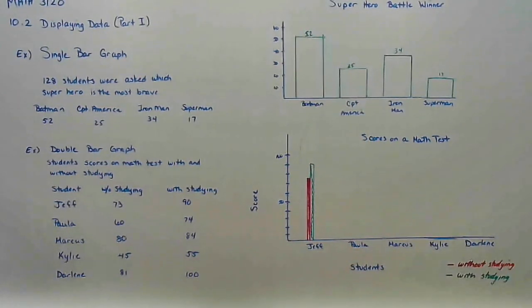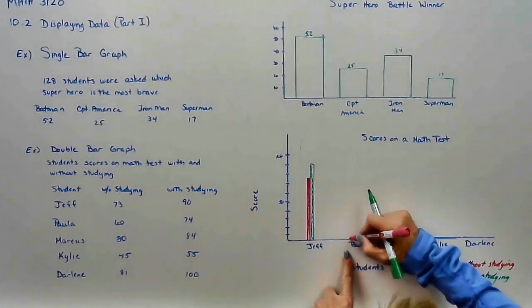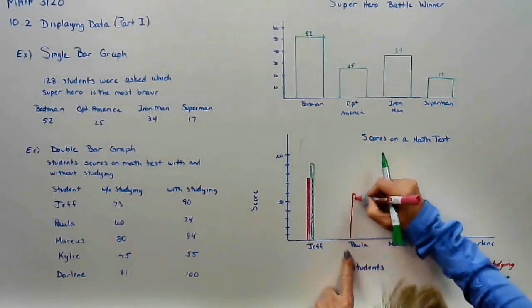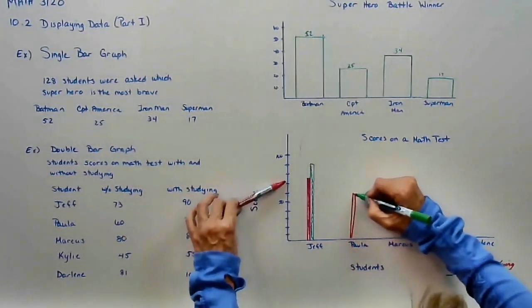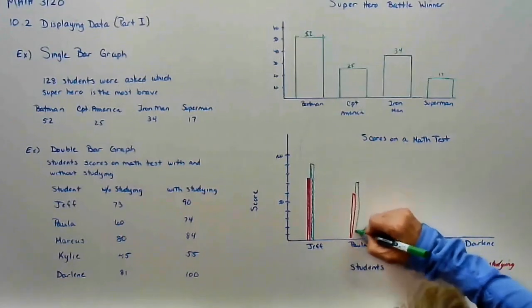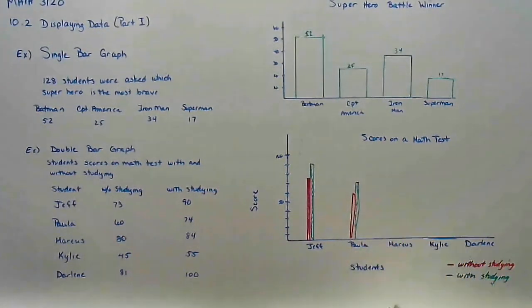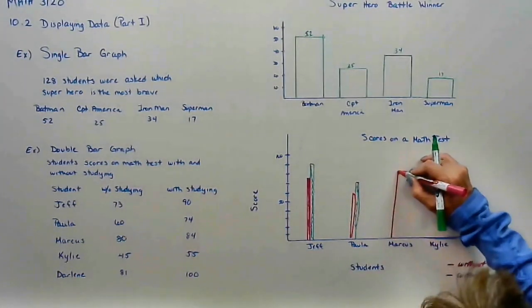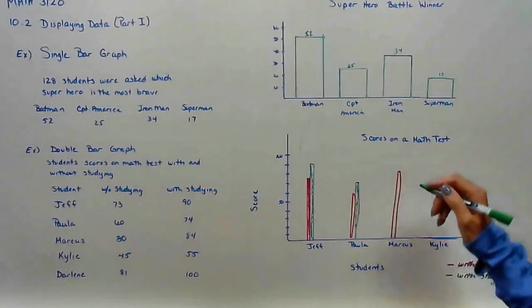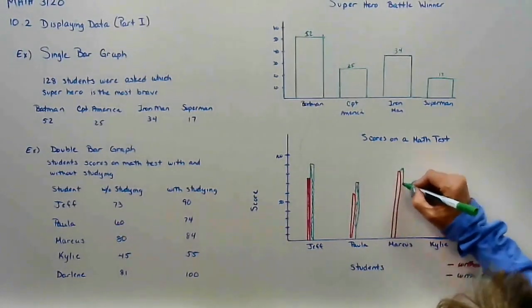Then I go to Paula. Now I have to have a gap between them because it's a bar graph. In this case, I'm leaving a larger gap so that all my pens don't blend together. Paula went 60 and then a 74. So I'm going to have a bar coming up here to 60 and then a bar going to 74. 50, 60, 74. Okay, and I would color them in. I'm not going to for our purposes because I think you get the idea. Marcus went all the way to an 80 and then an 84. Okay?